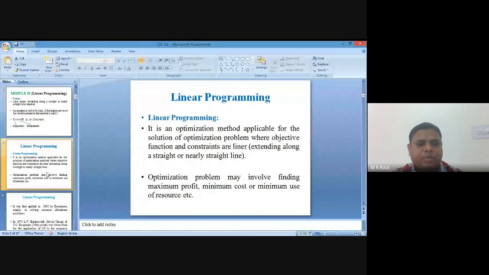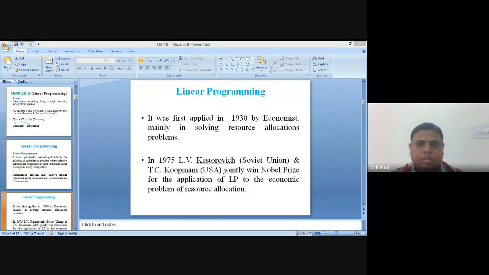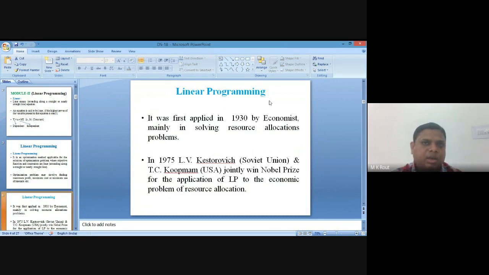Moving to the next part, the optimization problem may involve finding the maximum profit and minimum cost or minimum uses of resources. So in most cases, especially with reference to industries, whenever they go for maximizing profit by using linear programming problem, they also keep in mind minimum of cost or minimum uses of different resources. Moving to the next part, it was first applied during 1930 by some economists, mainly in case of solving resource allocation problem.